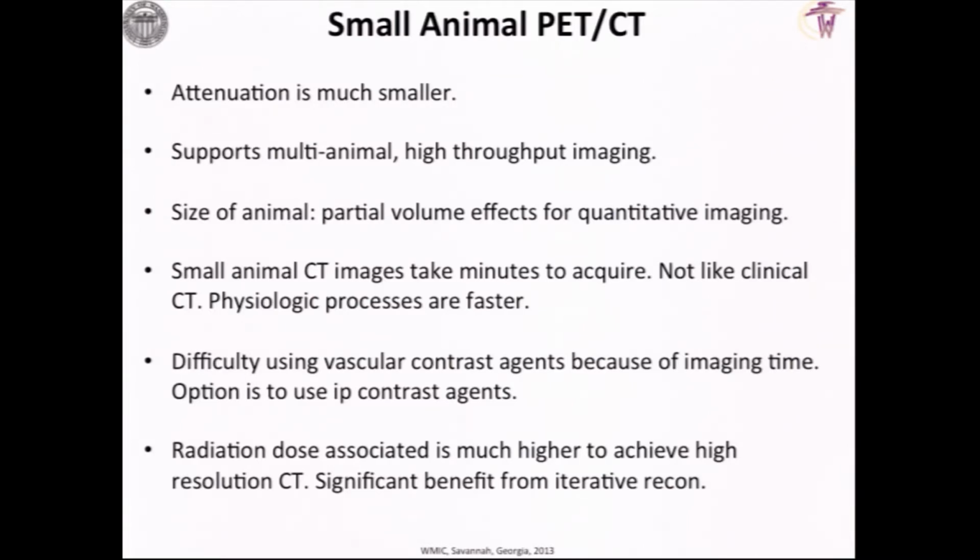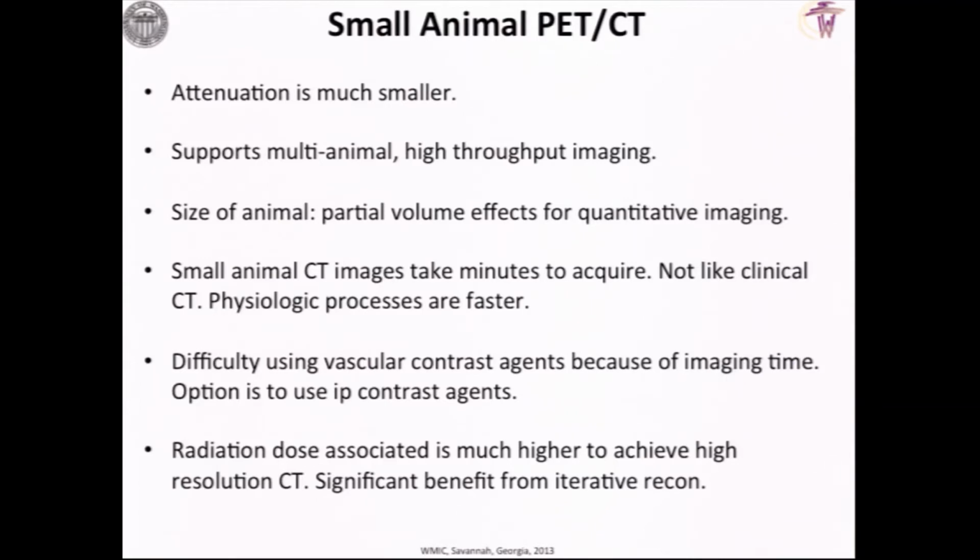The other challenge is that the physiologic processes in small animals are much faster than in humans. They're breathing faster, their hearts are beating faster, so it's difficult to freeze that motion. With human CT imaging, there are vascular contrast agents, but because of the length of time for doing the imaging, those really are not very useful or effective for small animal imaging, especially in mice.